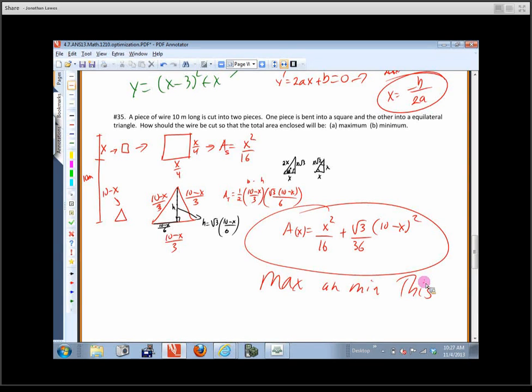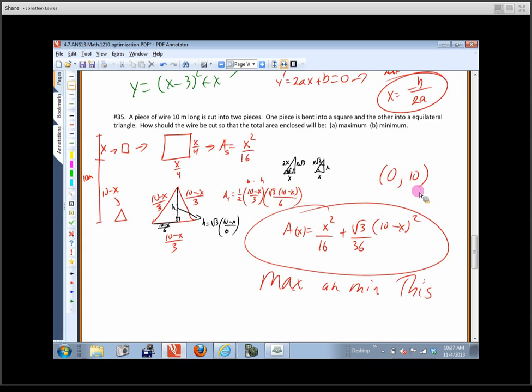Okay, now, here's where the wording becomes important. What's the domain for this? What's the smallest x could be? Okay, so we could start right here, right? And what's the largest x could be? Okay, the way the question is worded, it says it's cut into 2 pieces. It says you definitely cut it into 2 pieces.